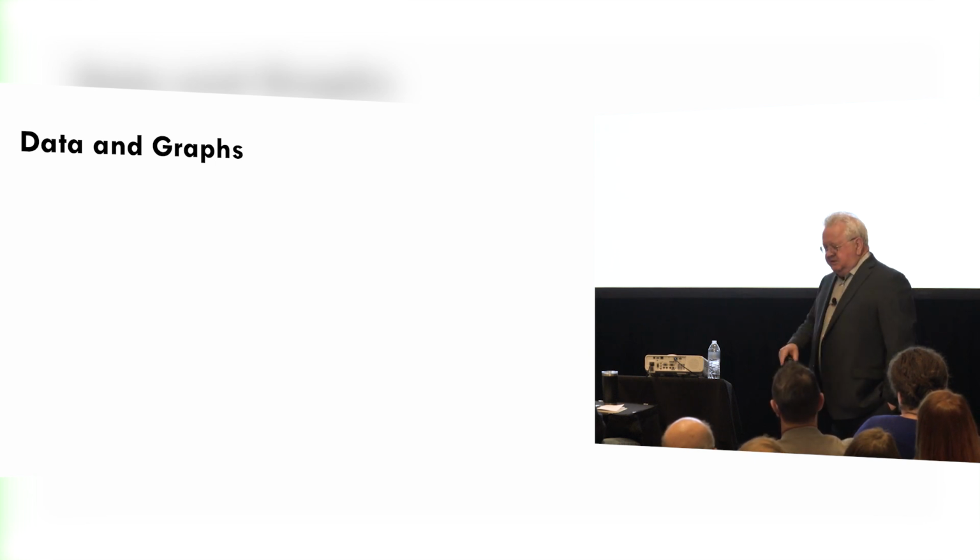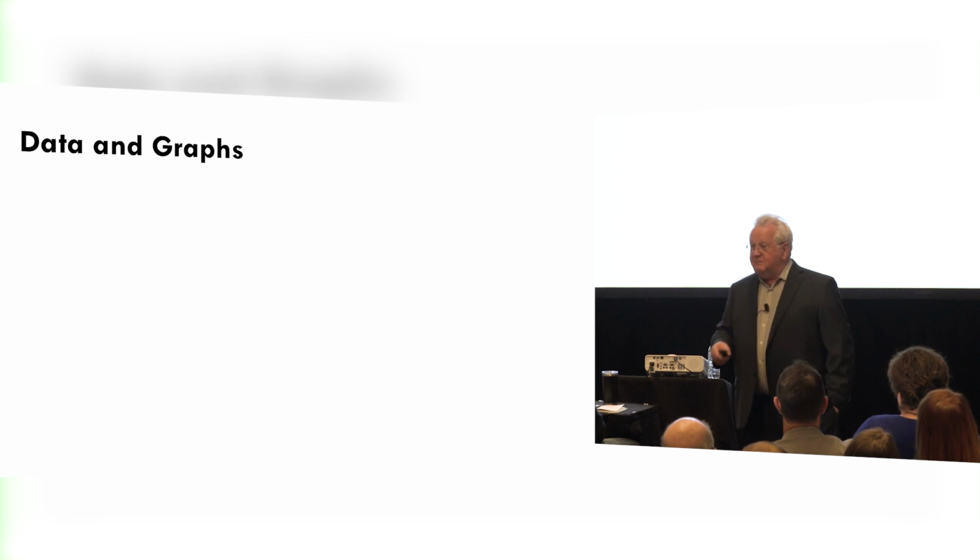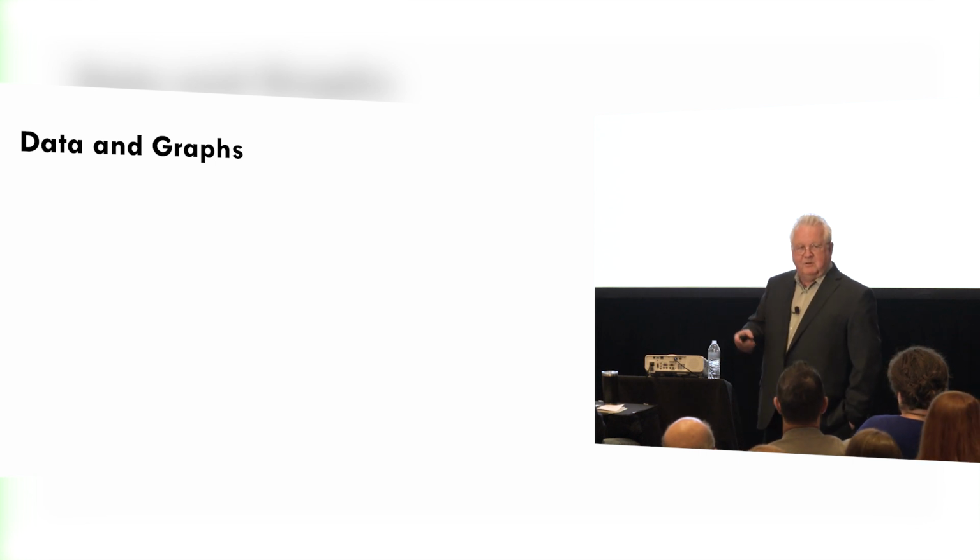So, how do we put data in a graph instead of in a relational table? What does it look like? How is it structured? How is it organized? Why is that different and better?